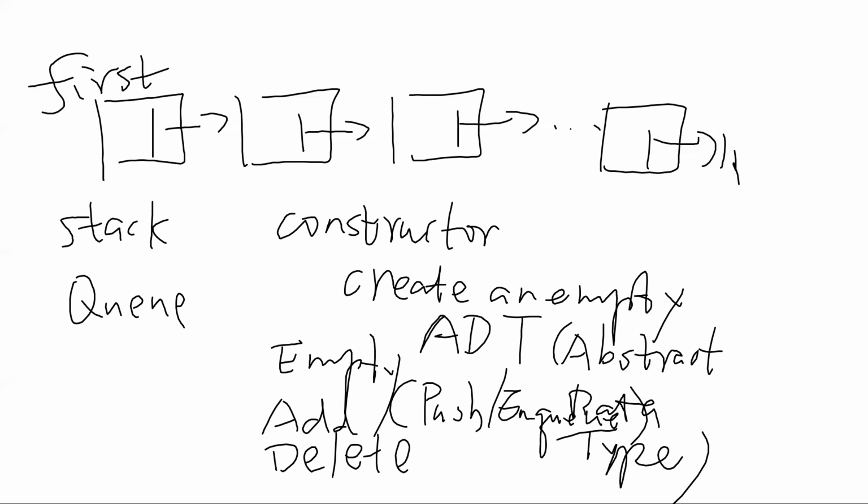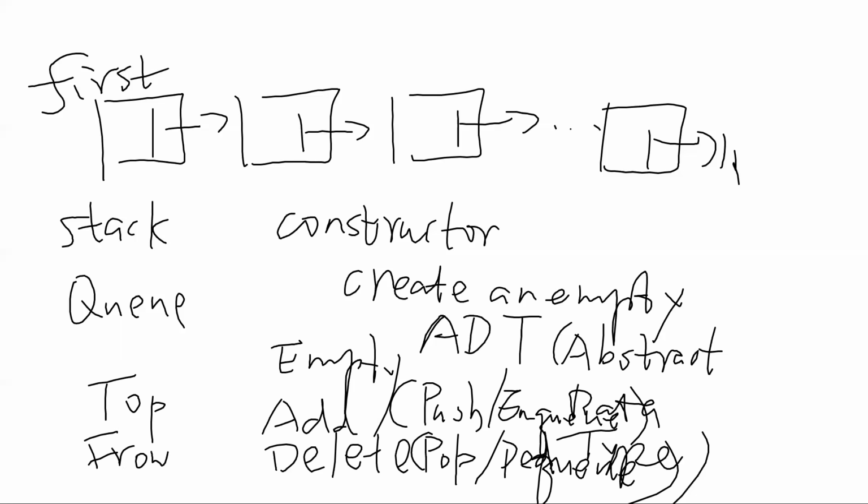Something like that. Over here we call it pop or DQ. So those are general operations. And for the stack, you also have the top operation, because you can only access the top item. And for queue, you have the operation we call front or peek or element. Something like those.